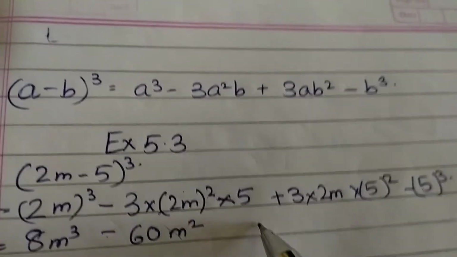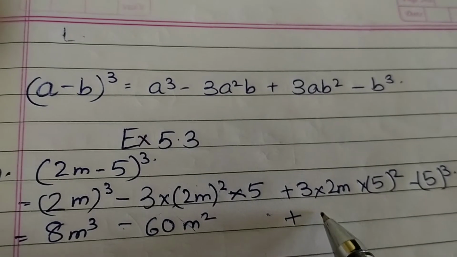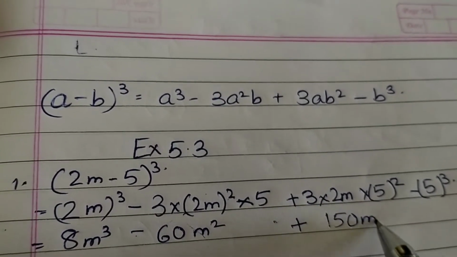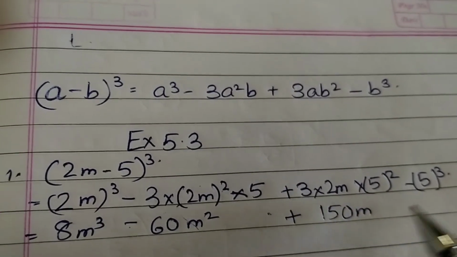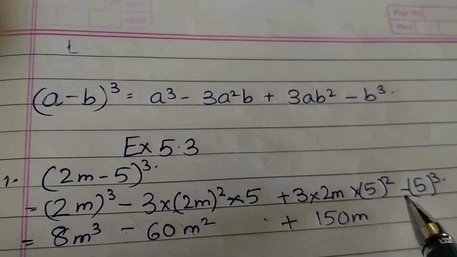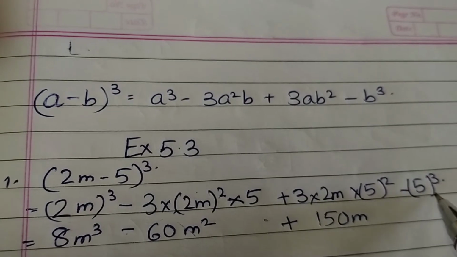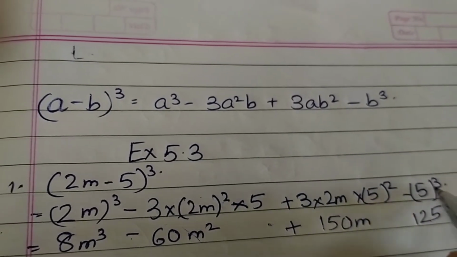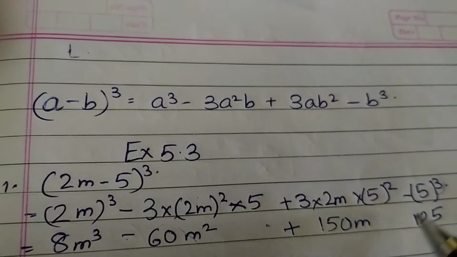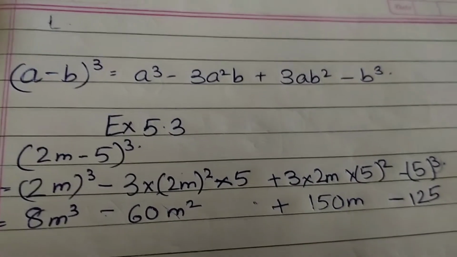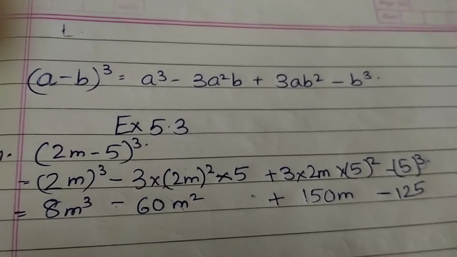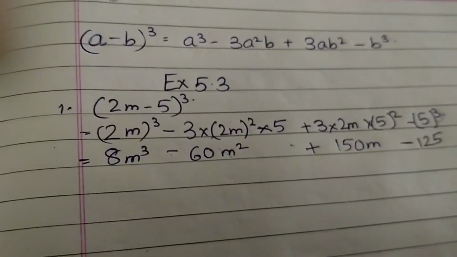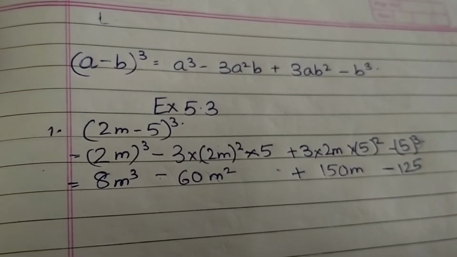So the sign is plus over here. So we are going to put here 150 m over here. And here it is minus 5 multiplied 3 times. So the cube of 5 is 125. And since the power is 3, it will be minus over here. Okay, so we are going to put it that way. So what we have derived over here is our answer, and we will make a box.